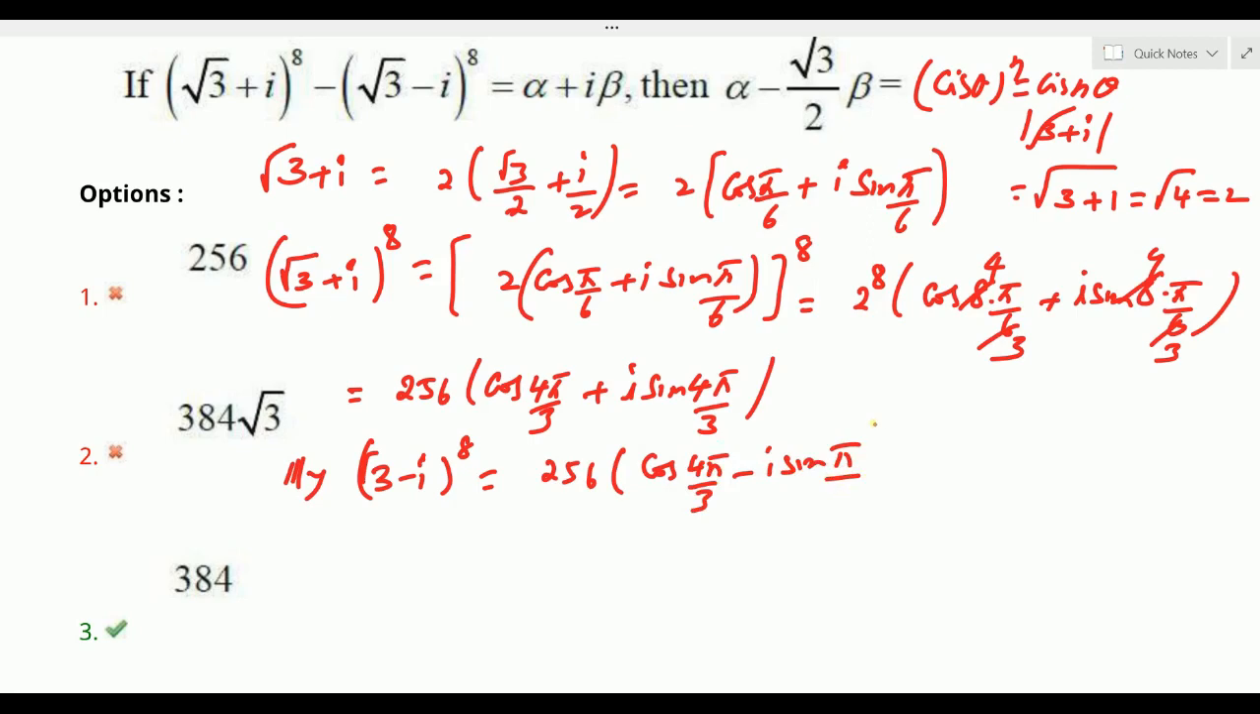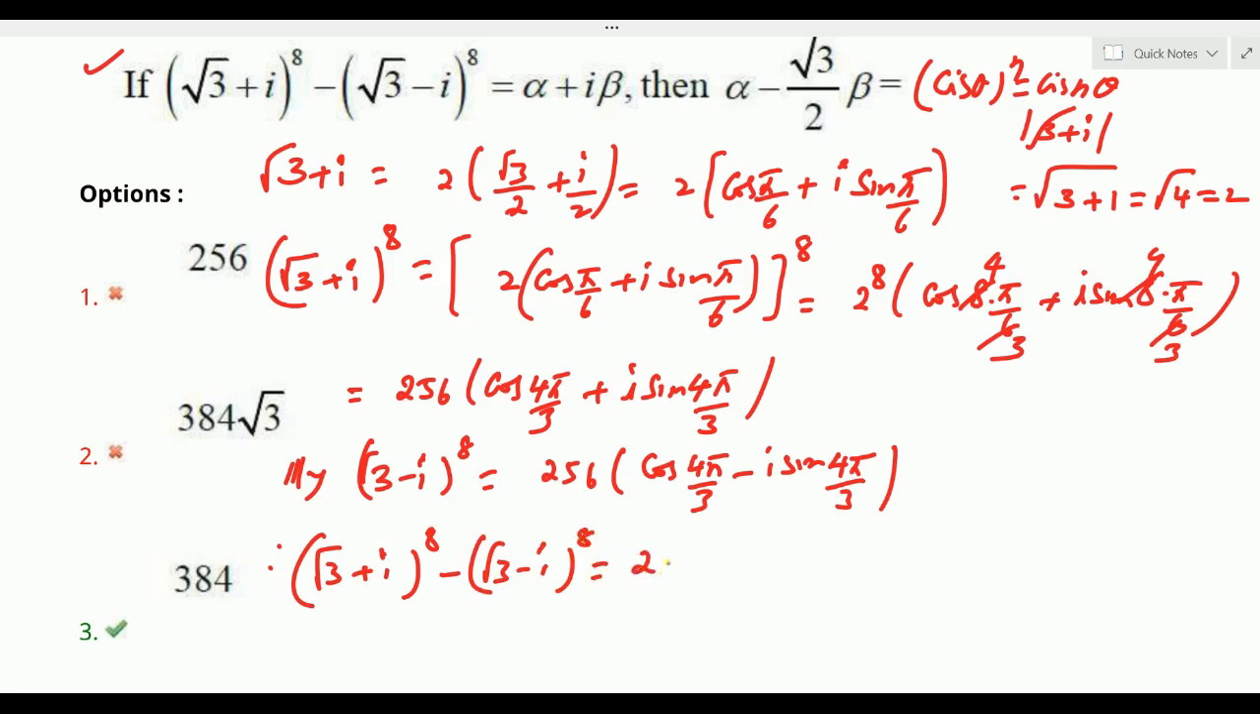pi by 3 or 4 pi by 3, i sin 4 pi by 3. Right? Now what is there? You have to take the subtraction: (root 3 plus i) whole power 8 minus (root 3 minus i) whole power 8. From both of them we can take the 256 as common.